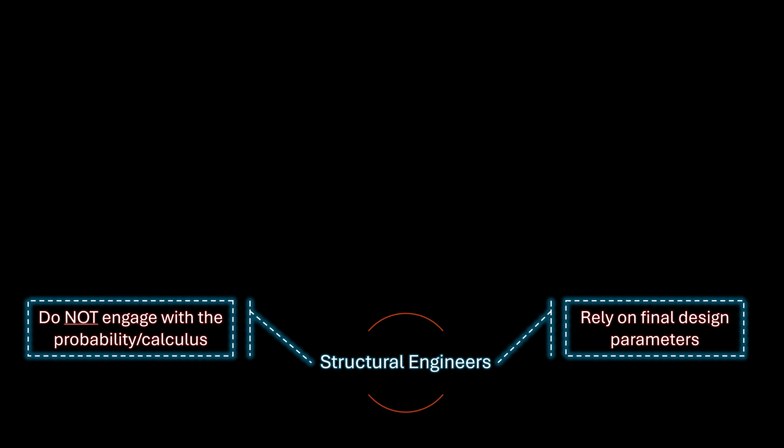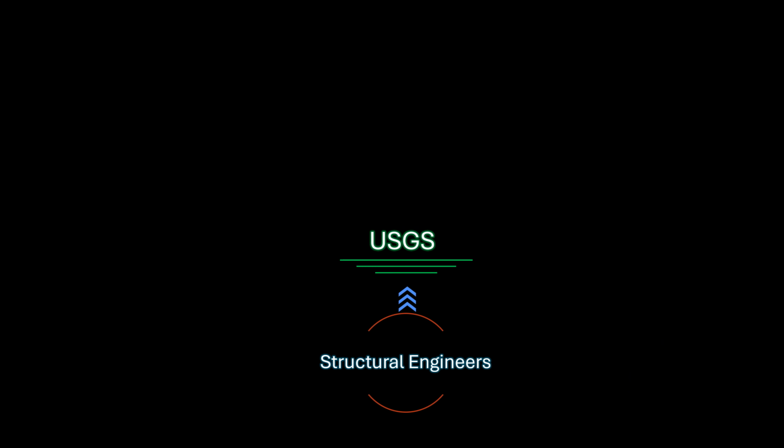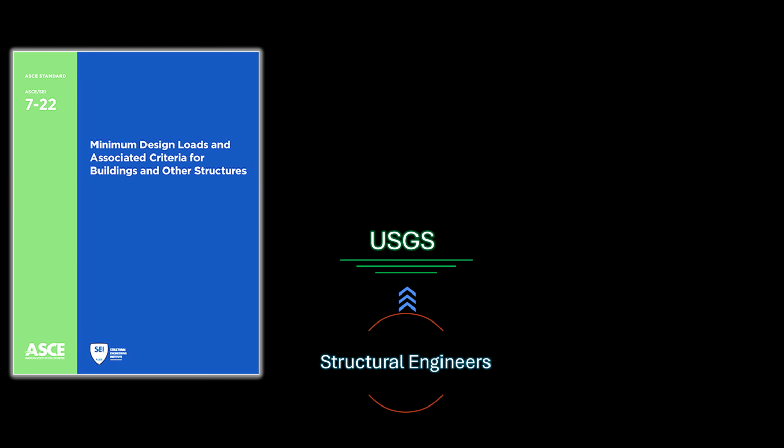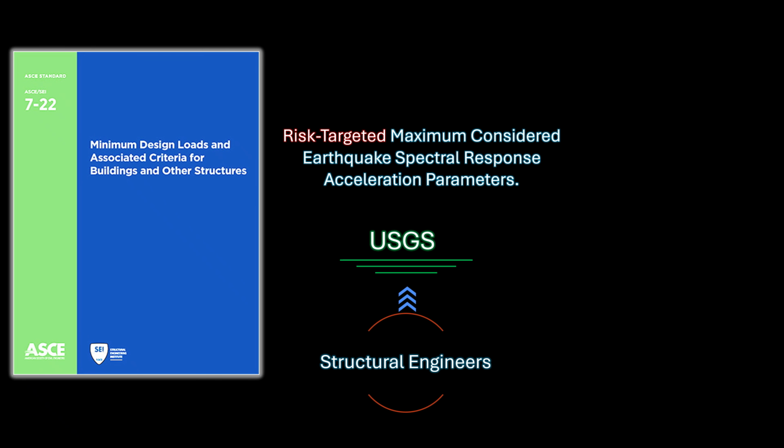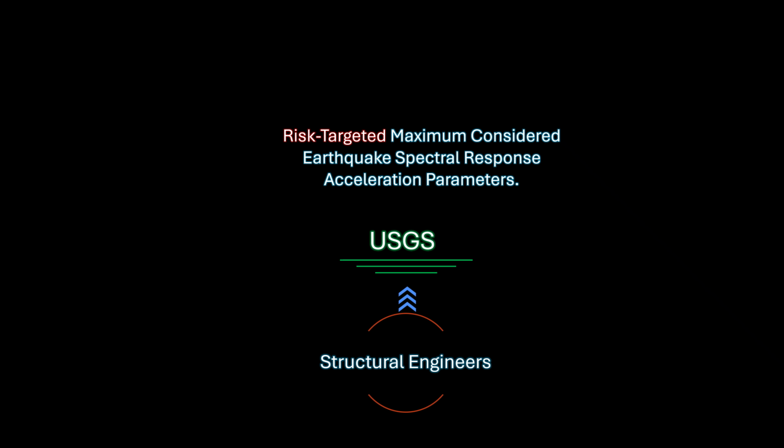Nonetheless, any structural engineer designing for seismic forces should, at the very least, understand the significance of the seismic design values provided by the USGS. In particular, engineers should be able to explain why the building code refers to these parameters as the risk-targeted maximum considered earthquake spectral response acceleration parameters. This video focuses on this risk-targeted philosophy by tracing its historical development and considering its impact on current design practice.